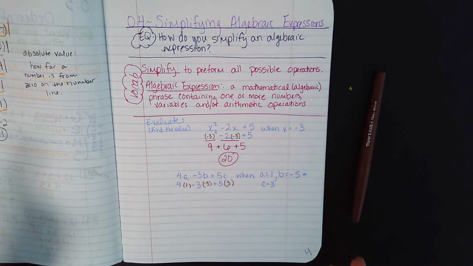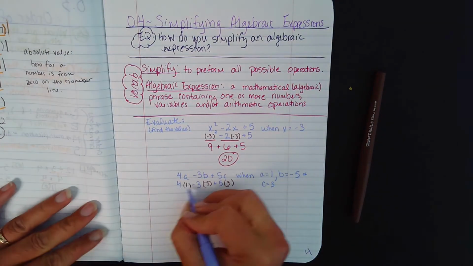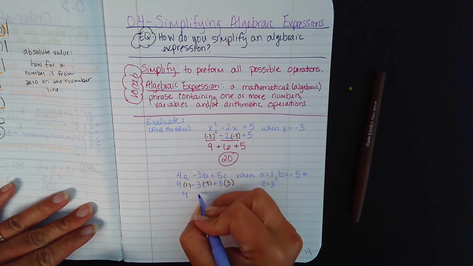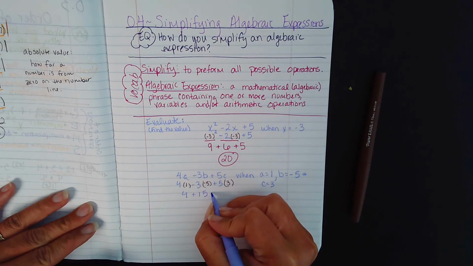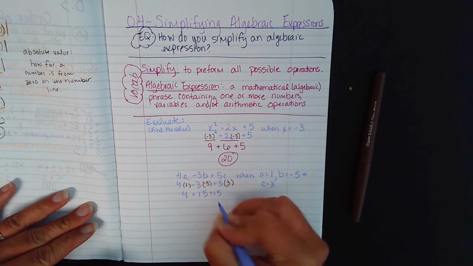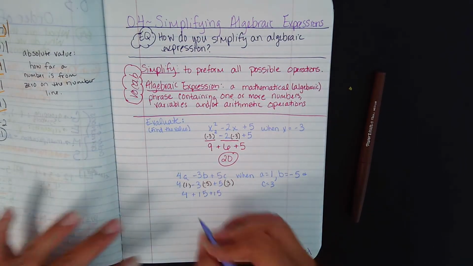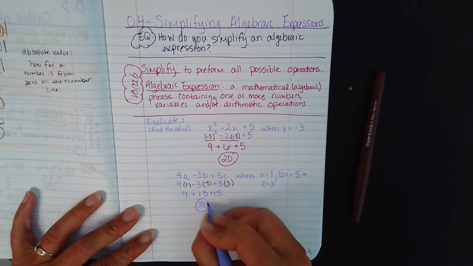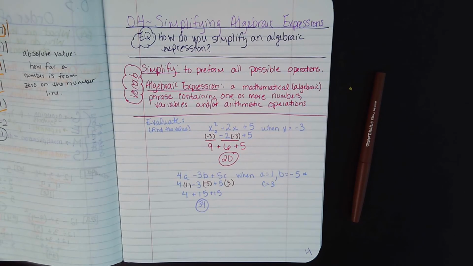And now all I see here is multiplication and addition and subtraction. So I'm going to do my multiplication first. 4 times 1 is 4. -3 times -5 is +15. 5 times 3 is another 15. And I end up with 15 plus 15 plus 4, which we all know is 34. So we have a couple of different examples there of what to do when we're told to evaluate.